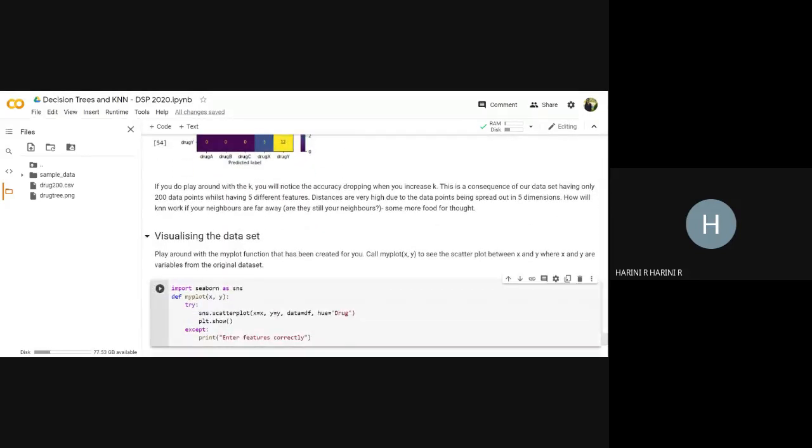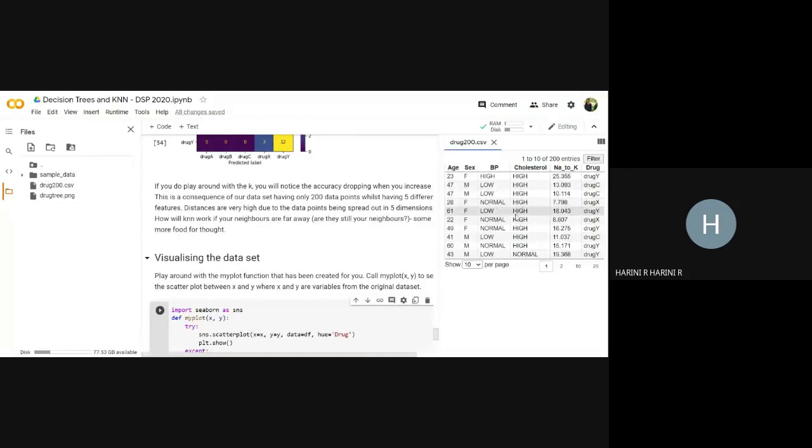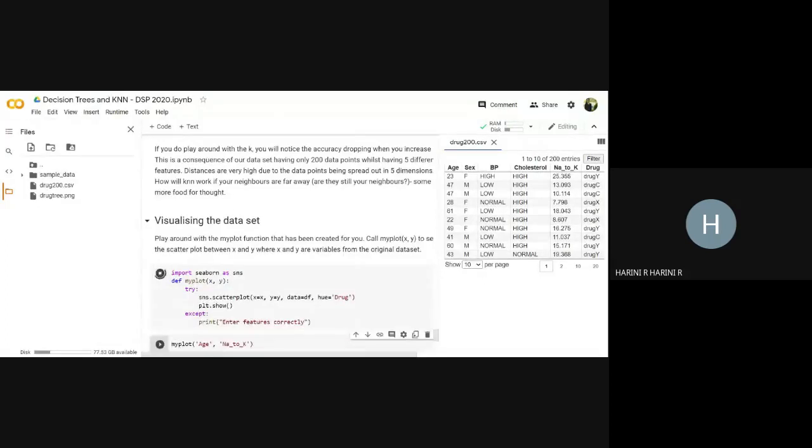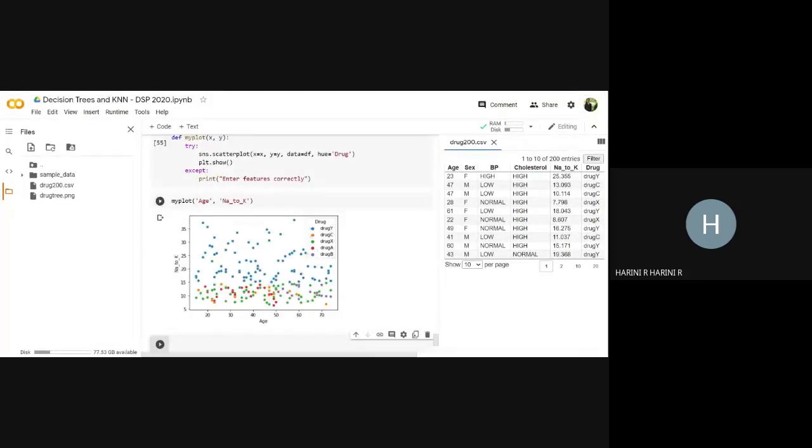Just to visualize this data, we saw it in the form of a table, right? Like this. So let's plot it for better visualization. We are plotting only two columns here, the age and the sodium to potassium level. You can see that above 15, these all belong to the same drug category. Here you can feed in any two of these 5 columns and see. That's why the k nearest neighbor algorithm is working well.